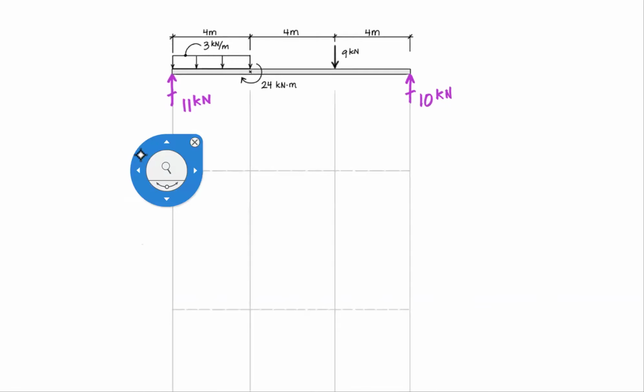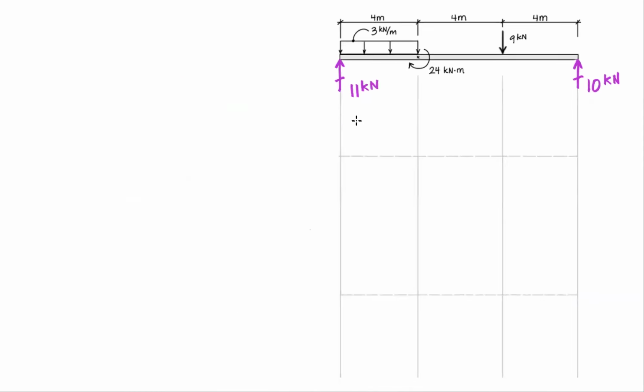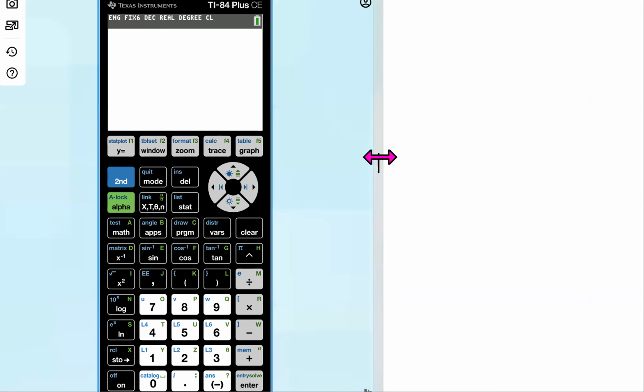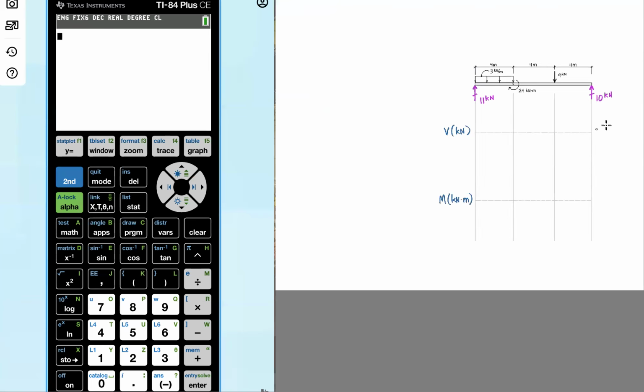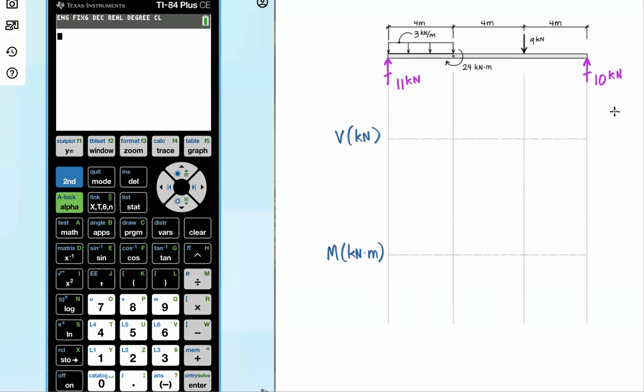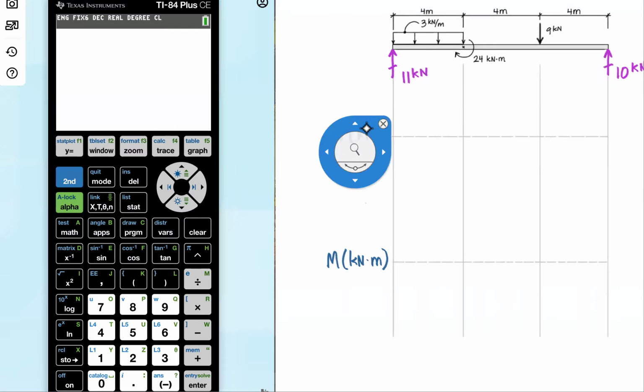All right, time to do our shear and moment diagrams. I'm going to label the plots and give them some units. And I'm going to adjust my screen so I can see the plot and my calculator simultaneously. Looks pretty good.